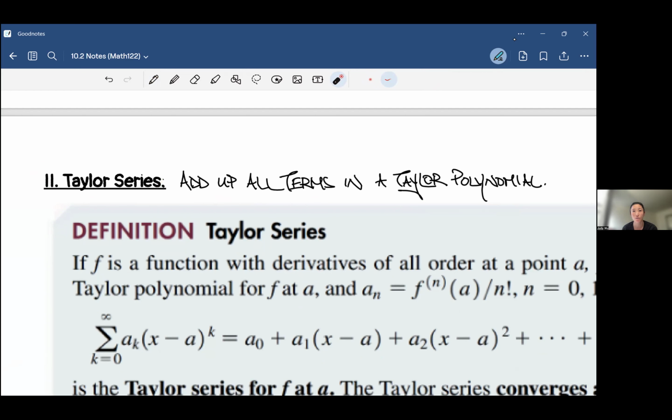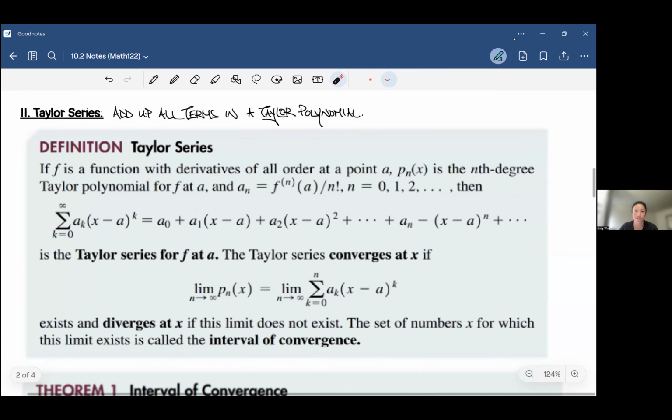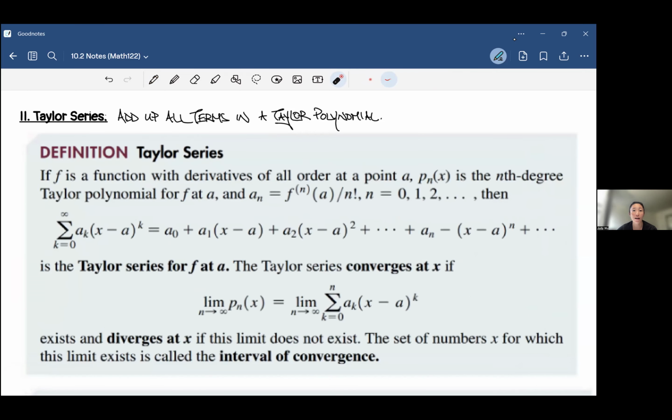And in the next few sections, we're going to take a look at what we do with Taylor series and the cool applications that they have. Okay, so here's the book's definition. It says a Taylor series. So if you have a function f with a derivative of all orders at a point, so it means you can keep taking derivatives, then the nth degree Taylor polynomial, and these are our coefficients. So our a sub n is our whatever derivative divided by n factorial, okay?